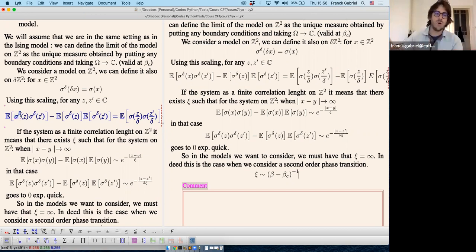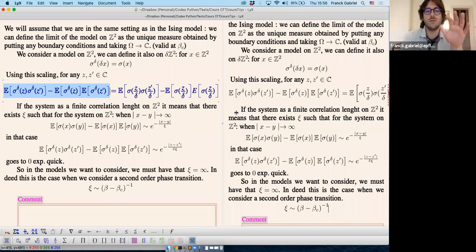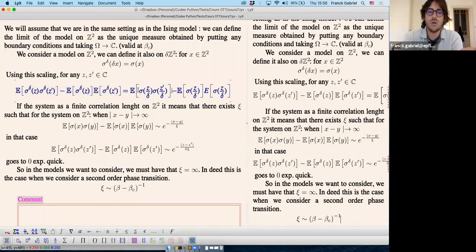Now I can blow up everything, and I can write this as an expectation of a spin which lives on delta Z2 at point z or z prime, or I can see it as the expectation of the model sigma on Z2, but at points z over delta, z prime over delta. And so you see that you have to understand what's happening when 2 points are going far apart.